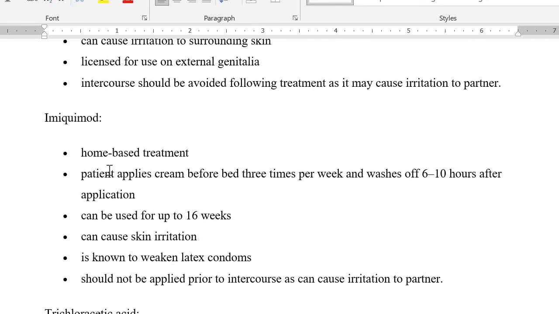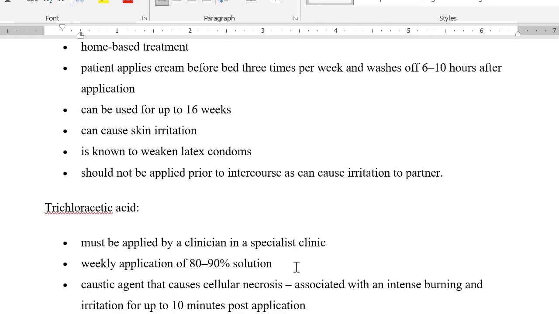Second treatment is imiquimod. Imiquimod, this is an immunomodulator. This is also a home-based therapy, and the patient applies the cream before bed 3 times per week and washes it off 6 to 10 hours after the application. It can be used for up to 16 weeks and it can cause skin irritation. It is known to weaken the latex condom, so patients should use an alternative type of contraception. It should not be applied prior to intercourse as it can cause irritation to the partner.